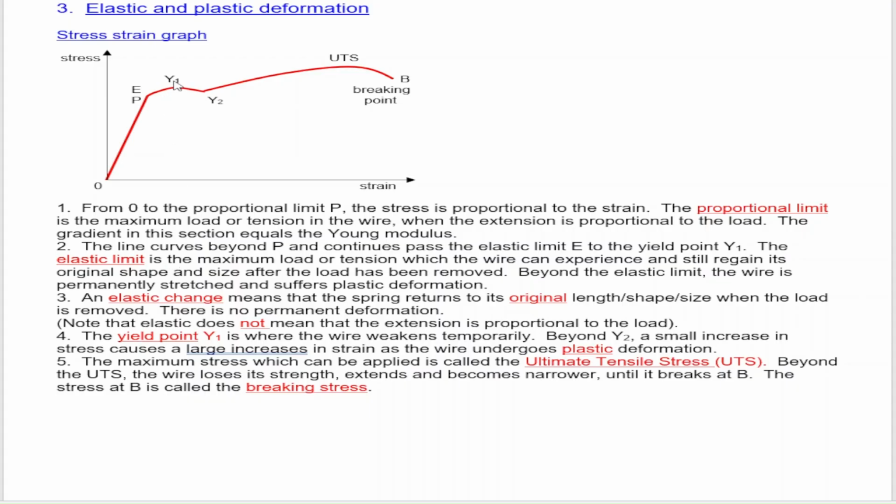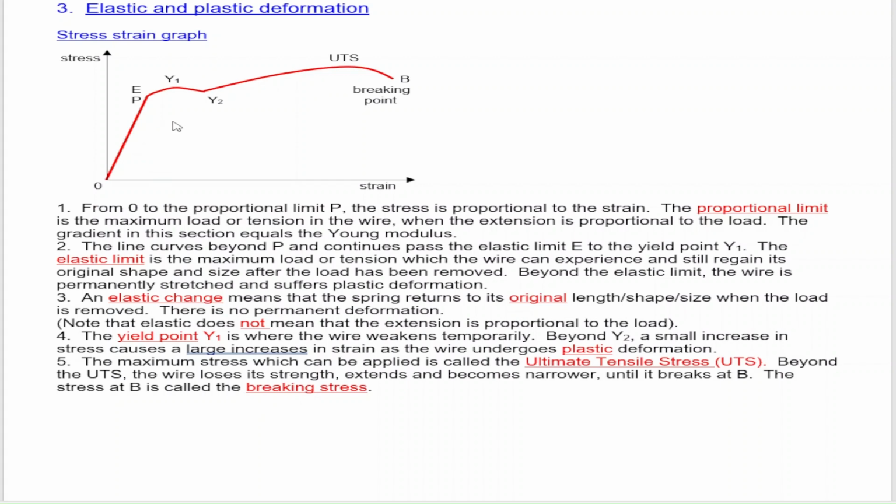Yield point Y1 is where the wire weakens temporarily. Beyond Y2, a small increase in stress causes a large increase in the strain as the wire undergoes plastic deformation. So plastic deformation starts after the elastic limit. So all this is plastic deformation.